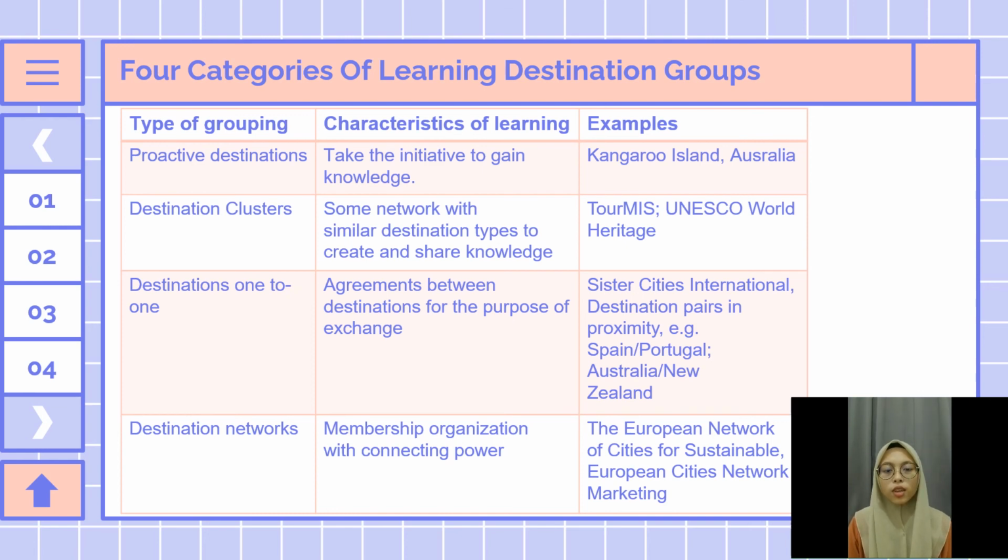And third is one-on-one collaboration between destinations. This type of collaboration is like Sister Cities International as well as destination couples region marketing. And lastly, some destinations create a network organization to achieve some learning objectives. So this can create collaborative partners to share knowledge and learn more about the destinations. The example of the knowledge network of tourism destinations is the European Network of Cities for Sustainable Tourism.